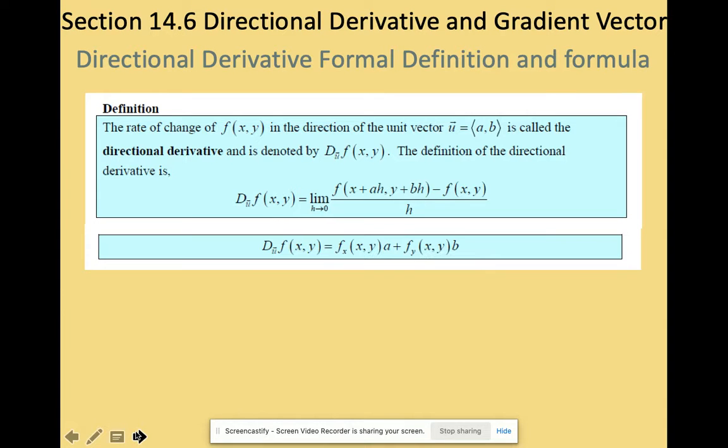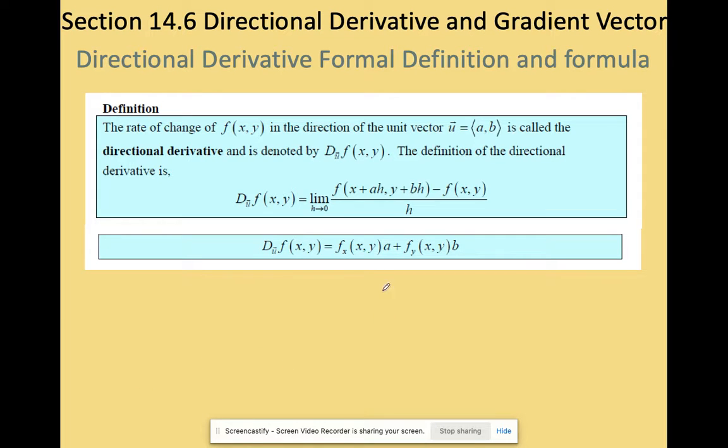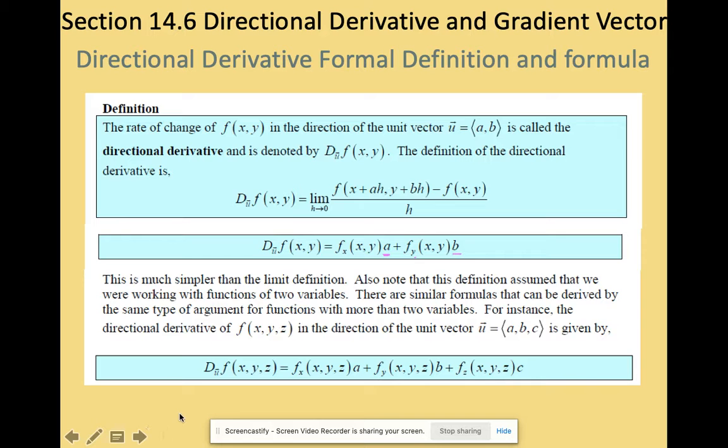Now, just like in Calc 1, we ditch that limit notation pretty quickly. And we have the partial x, the derivative in the x direction, multiplied by our unit vector component, plus the rate of change in y, the vertical change, multiplied by the vertical component of the vector. And of course, I can extend this to 3 dimensions as well. Let me take you to a graph of this.